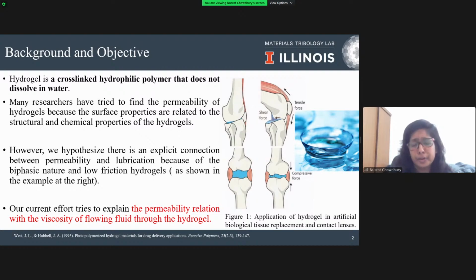Earlier researchers have tried to find the relation of internal properties like mesh size, concentration, and pore size with permeability. But there is not so much work on the relation of surface properties with permeability. That is why we hypothesize that there is an explicit connection between permeability and lubrication, because of the biphasic nature and low friction of hydrogels. So in the current effort, we try to find the relationship of permeability with viscosity and also the relation of permeability and friction coefficients.